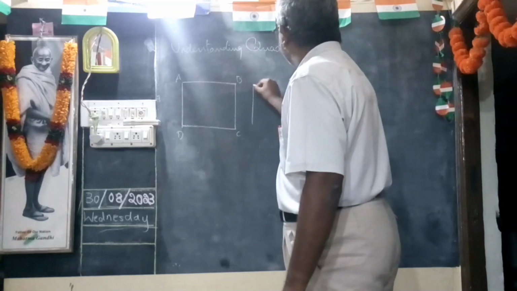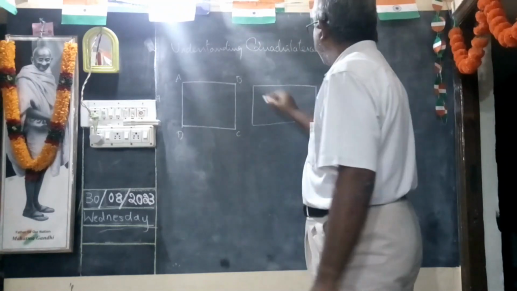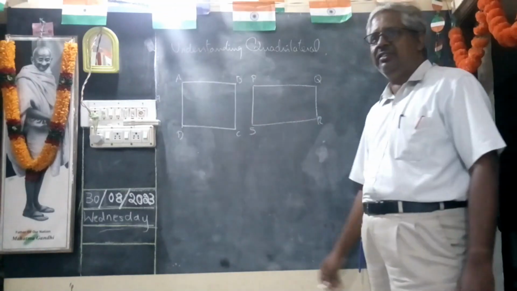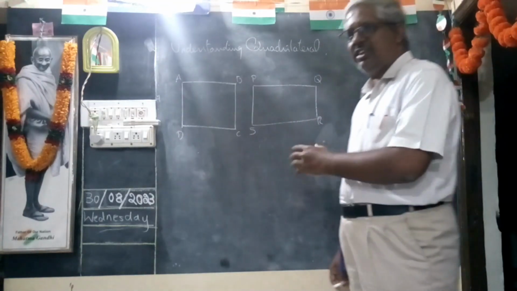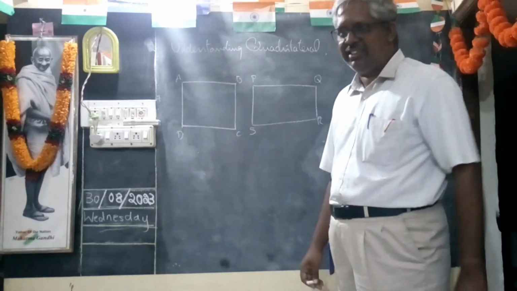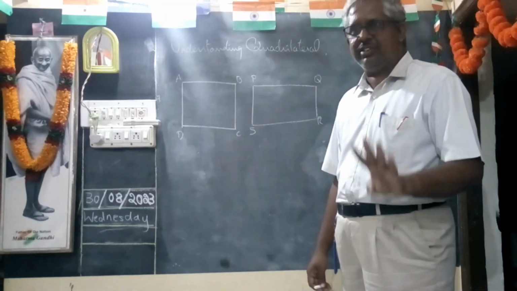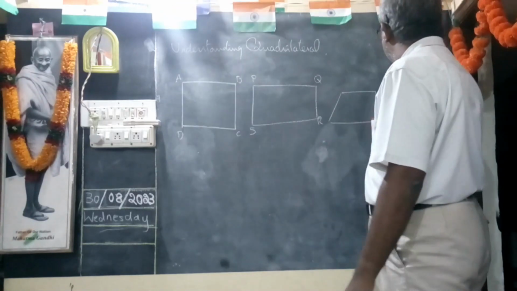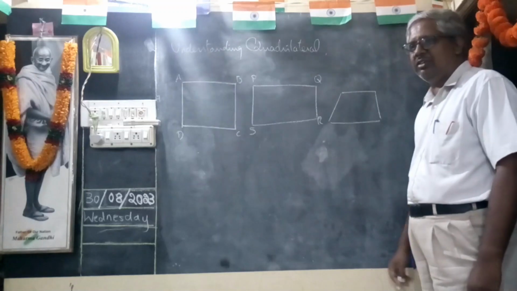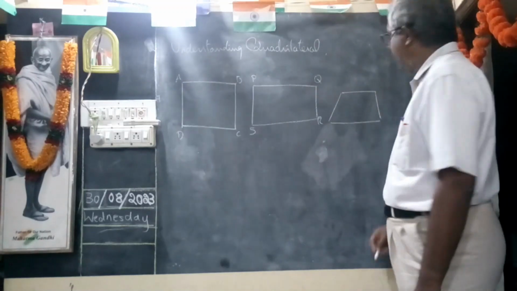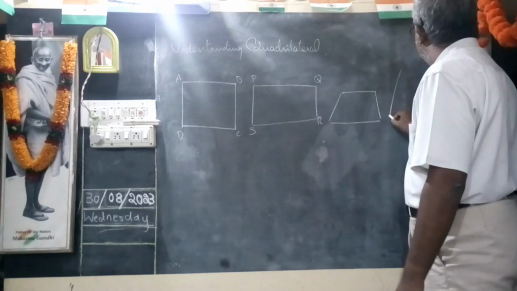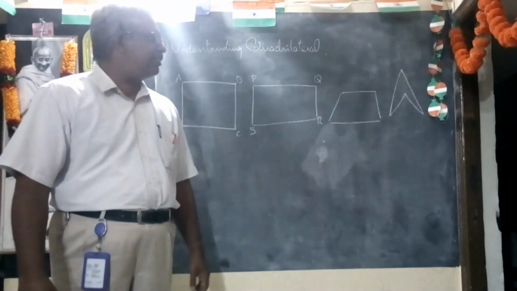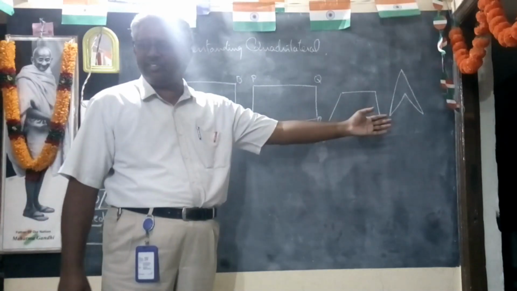Similarly, I have one more quadrilateral which is P, Q, R, S. The sides are different in sizes. Still, it is a quadrilateral because it is a 4-sided figure. And I have one more quadrilateral which is again a different one. And again, what should I have? 1, 2, 3, 4. I have one more quadrilateral, a 4-sided figure, which is also represented like this.